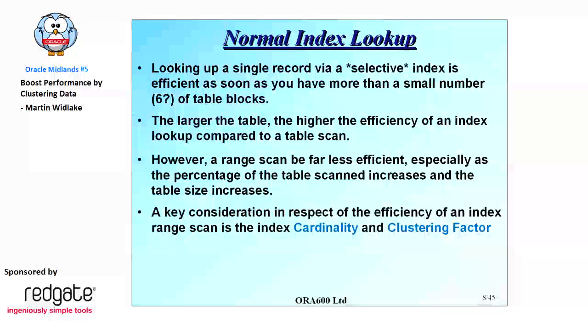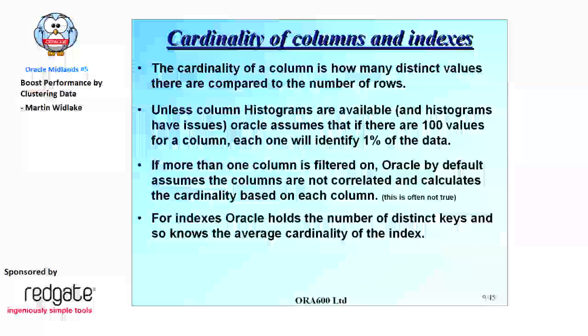So, cardinality and clustering factor. What are cardinality and clustering factor? So, the cardinality is basically how many distinct values there are compared to the number of rows. Unless you have histograms in place, and there are issues with histograms, a completely different talk, but the general principle is don't gather histogram statistics on columns unless you've got a really good reason to gather them, in which case definitely gather them, otherwise don't. And the way you tell the difference is you've always got it wrong and you'll have to change it.